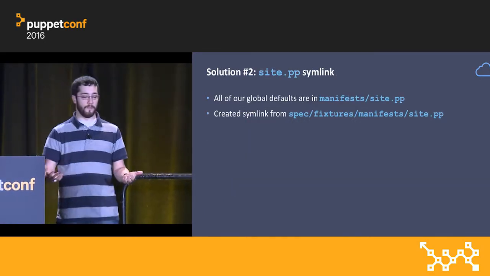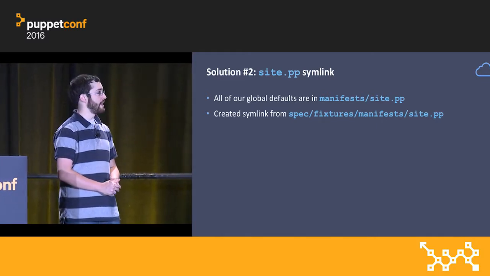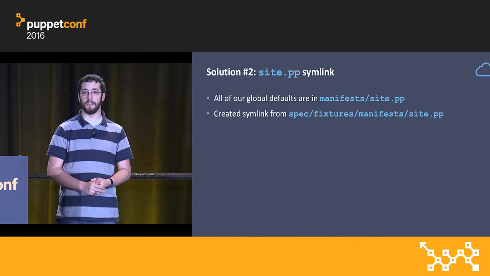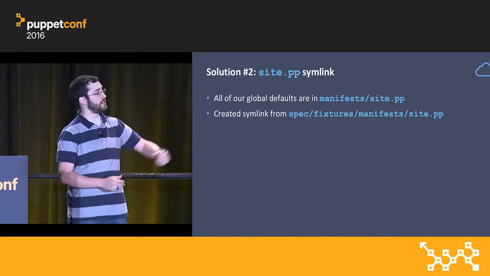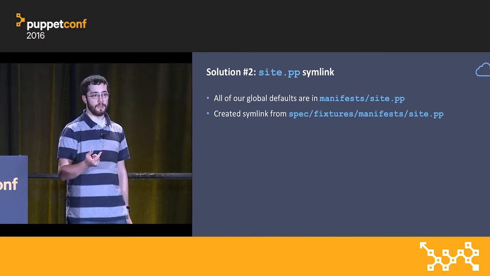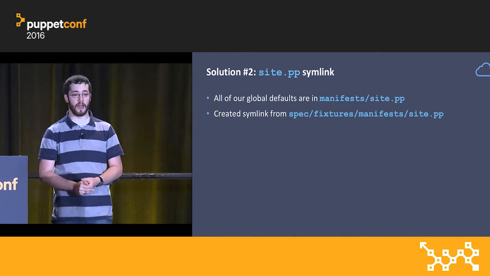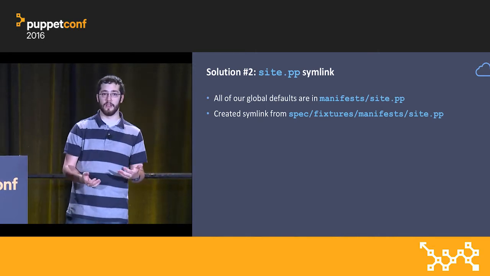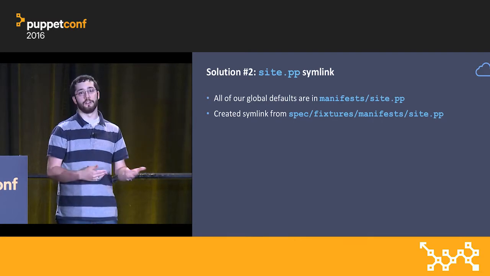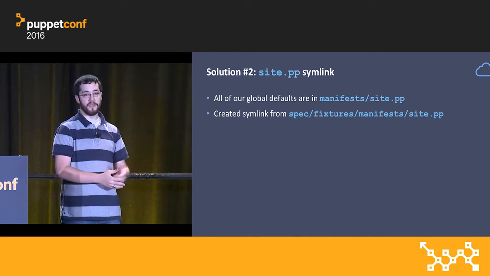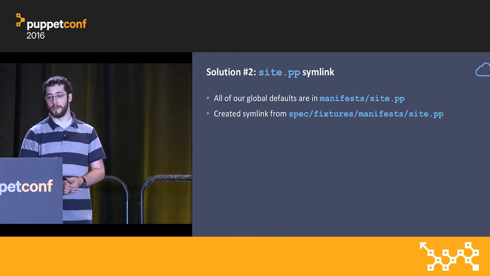At Box, we found that all of our default resource collectors were stored in our manifests site.pp file. So what we did was we actually just created a symlink from the fixtures directory and created a site.pp file there that symlinked back to the production site.pp file. This might vary depending on what you have in your site.pp file and where your resource collectors are located, but this worked for us in order to pull in those defaults into our test environment.